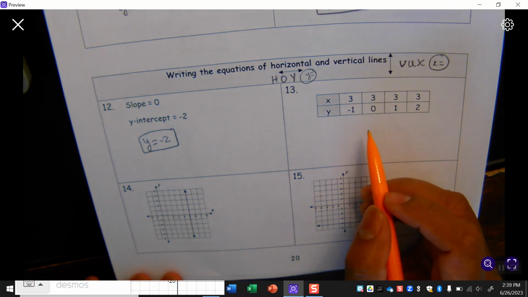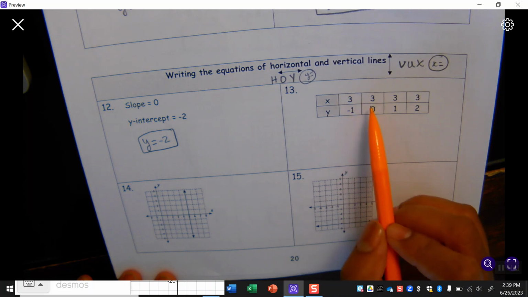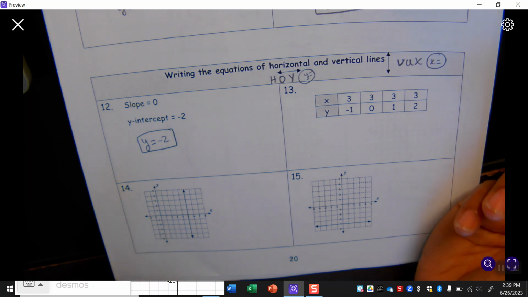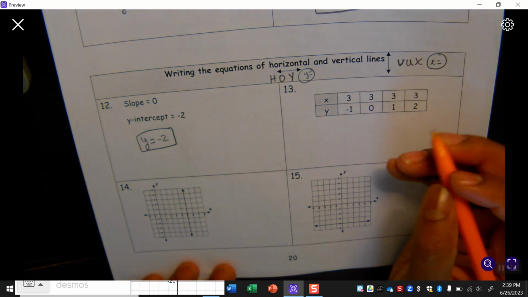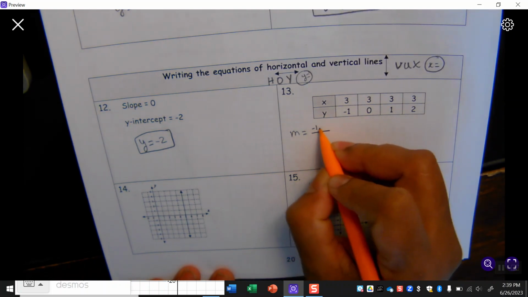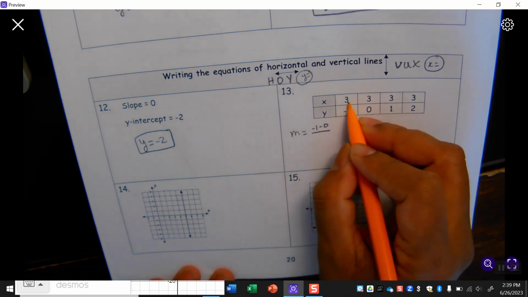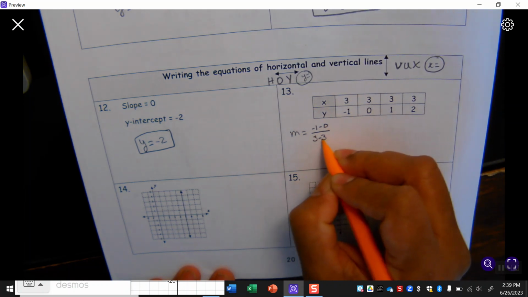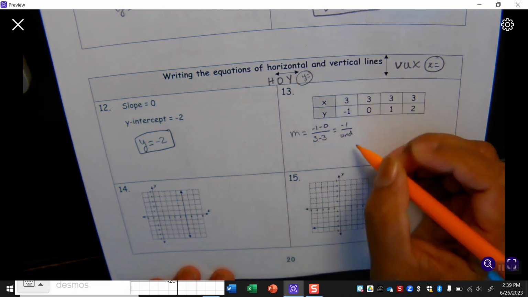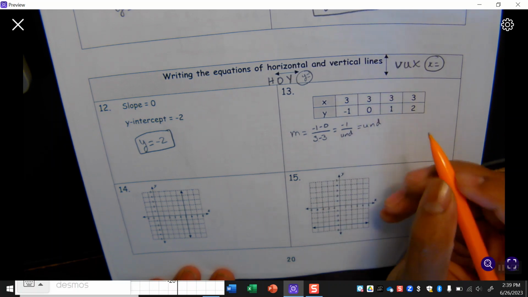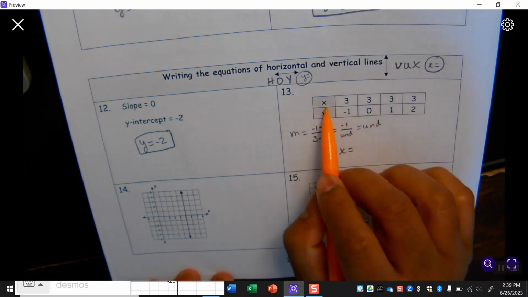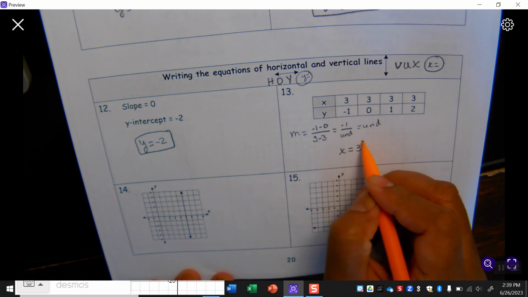Here, the slope is going to end up being undefined. Let me show you. So I'll just use two of the numbers. I'll do -1 minus 0 over 3 minus 3. So that is going to be -1 over 3 minus 3, which is undefined. So this slope here is undefined. If it's an undefined slope, then it's going to be x equals what? Well, you see that x is always equal to 3, so it has to be x equals 3.